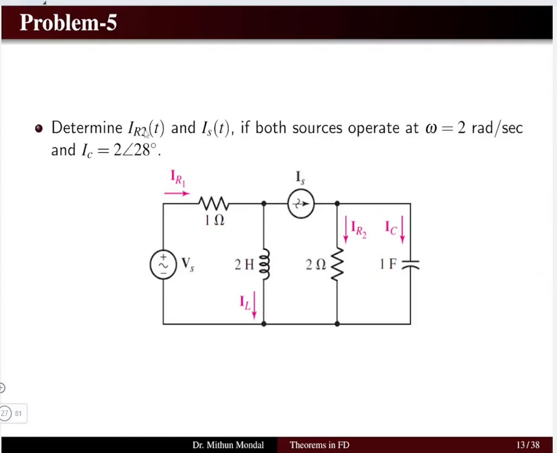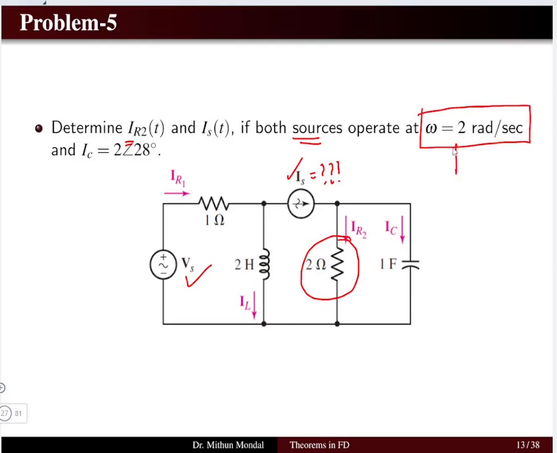Next problem, we have to determine the current which is flowing through resistor R2. So this is the current which is flowing through 2 ohms, and the source current is unknown to us. Now it is given in the problem that both the sources, a voltage source and a current source, are operating at omega equal to 2 radian per second. If the frequency is not constant, it would not be possible to solve the problem. But since the frequency is constant, we can solve the problem by the circuit theorem.